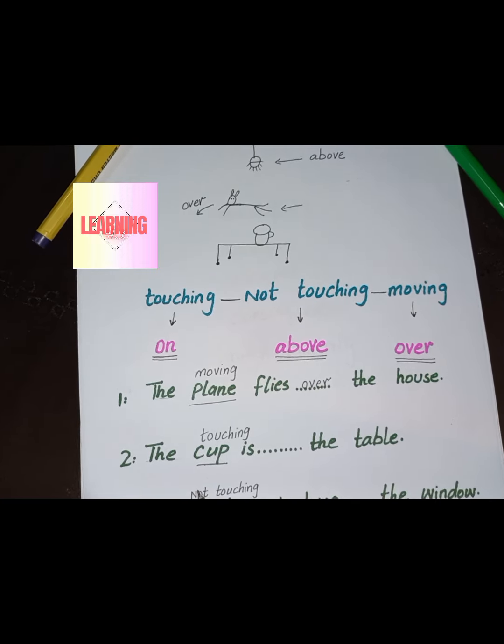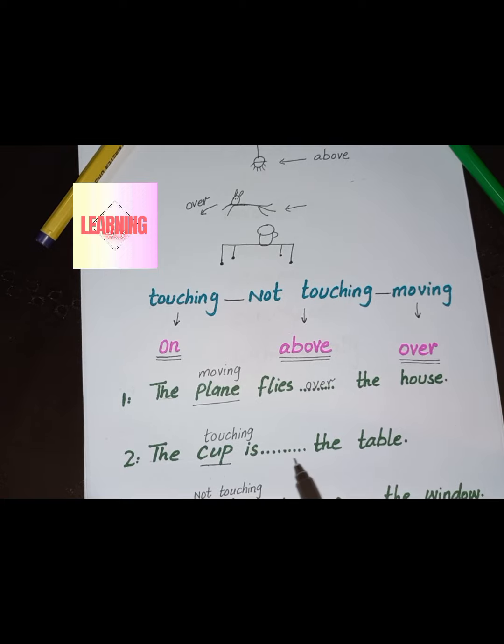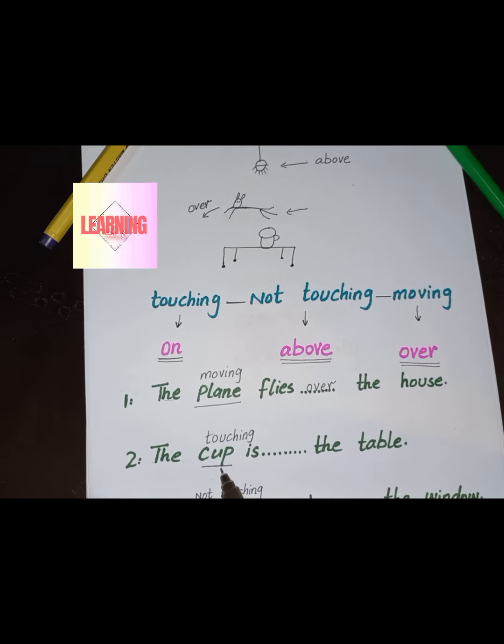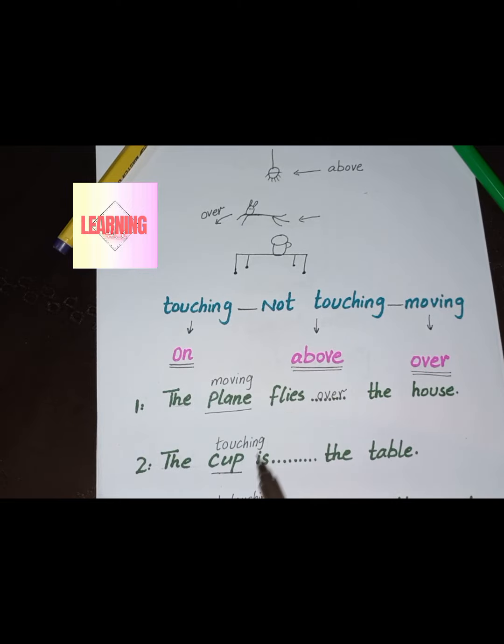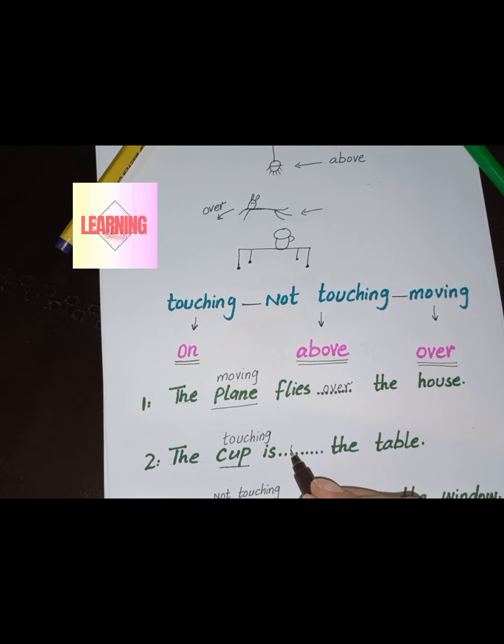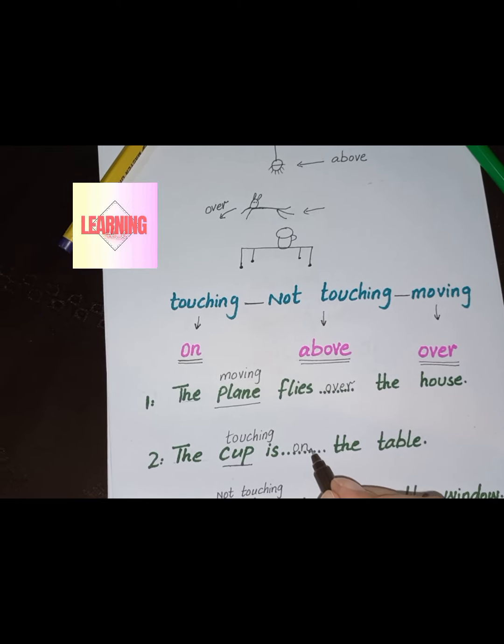The next one is the cup is blank the table. Now the cup is touching the table, so here we use on. The cup is on the table.